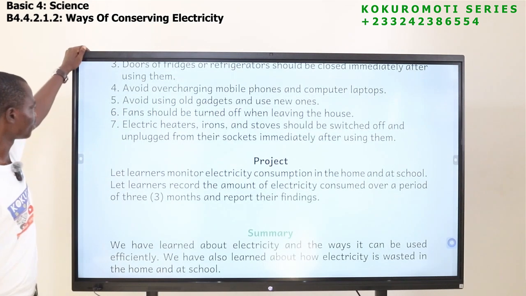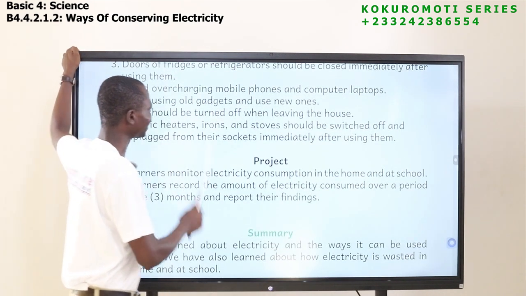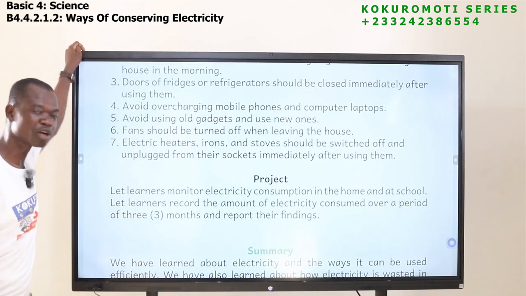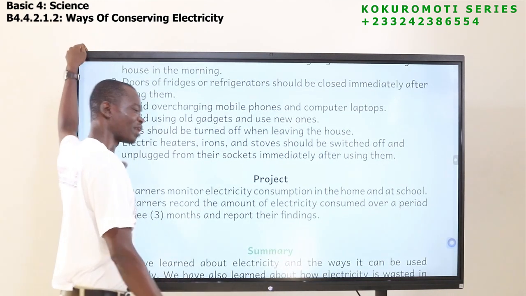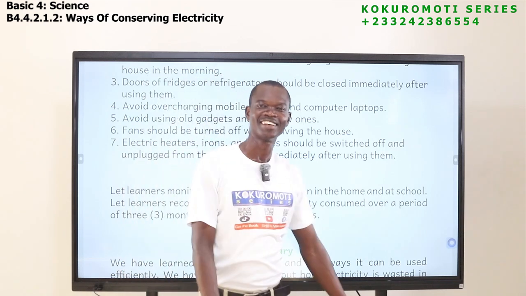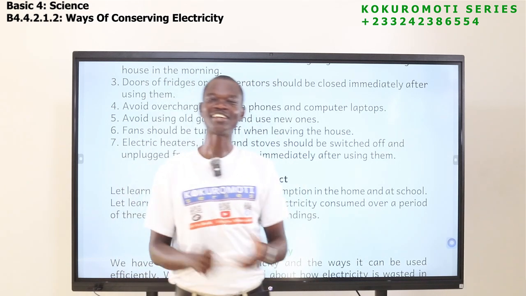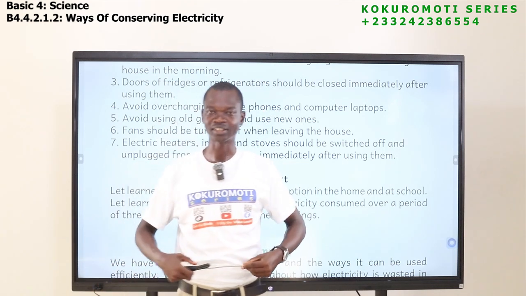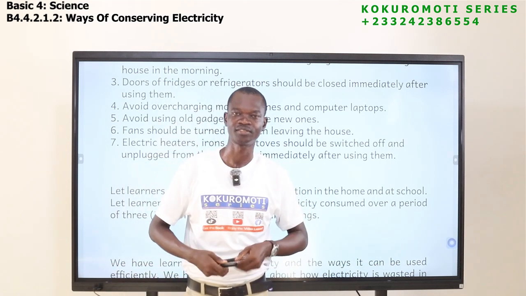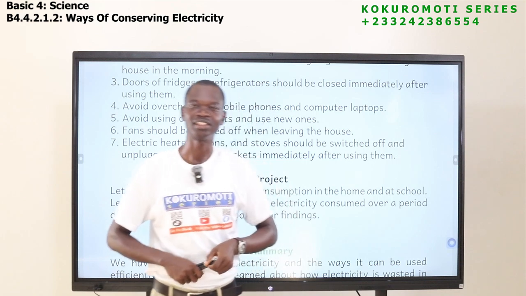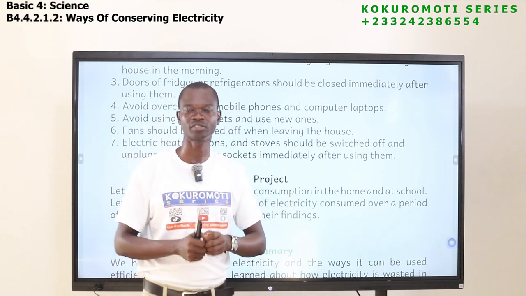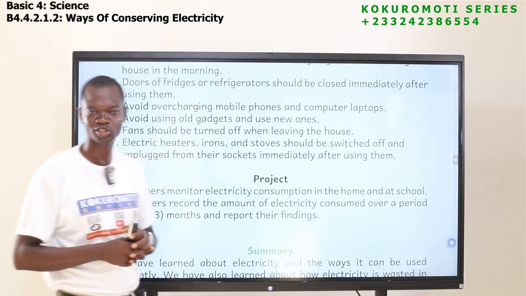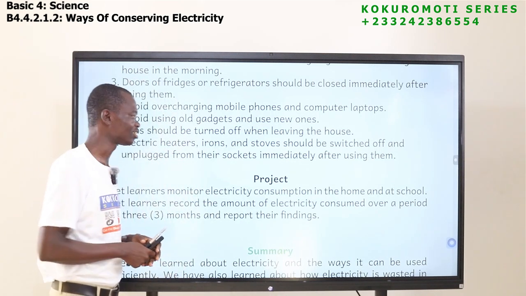Okay. Number 5, avoid using old gadgets and use new ones. So here, please tell your parents, I know you don't buy. So tell your parents that anytime they want to buy gadgets, they should try and get a new one. That one saves more electricity. The old ones, they are weak, so they use a lot of energy. So make sure you buy new gadgets, not the old ones, the second hands. Don't buy them.